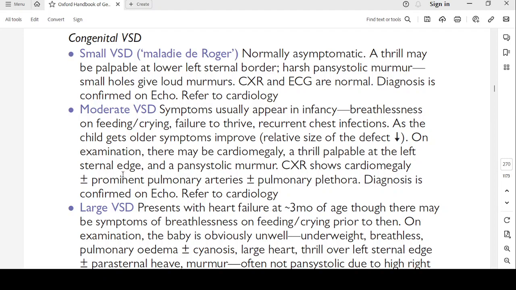See, why there will be prominent pulmonary arteries and pulmonary plethora in these septal defects: from the left ventricle or the left atrium, where the pressures are high, the flow is towards the right. So right-sided circulation is increased. When right circulation is increased, there is more blood flow to the lungs and to the pulmonary arteries. That is why they will become prominent. Diagnosis is confirmed on echo, and refer to cardiology.